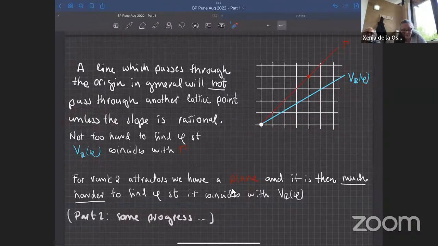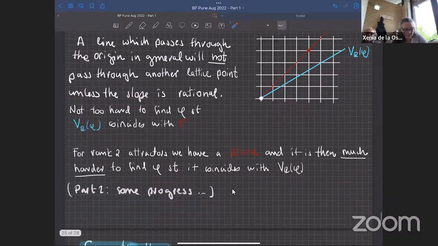But now for random attractors, we have to do the same thing for a plane, right? And now this becomes much harder: to find the values of the complex structure for which the plane generated by the two charge vectors, the lattice, coincides with this. As I just said, Philip perhaps might have some time to say some progress on this and how to find them.